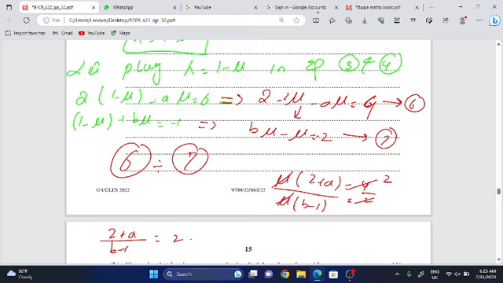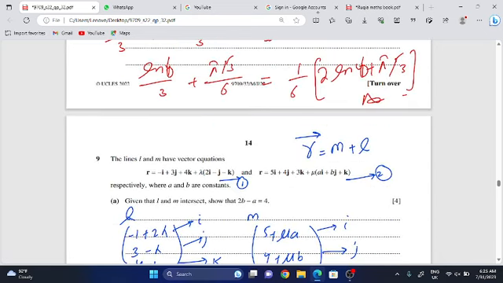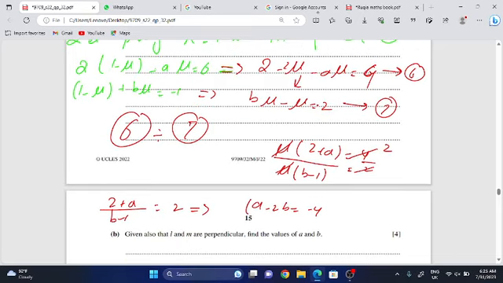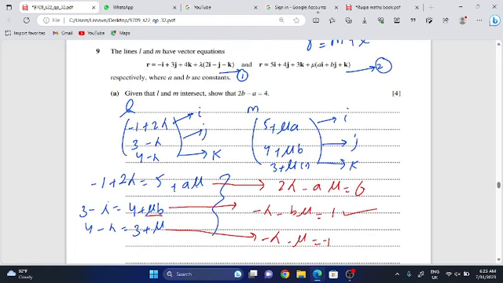You can do cross multiplication in order to find the values of a and b, and after cross multiplication you have a minus 2b, which is equal to minus 4. And I have to show that 2b minus a is equal to 4. There is a reversed sign of minus, so you can multiply both the sides by minus, and that gives you 2b minus a, which is equal to 4. That is the required result, this one, 2b minus a equals 4.